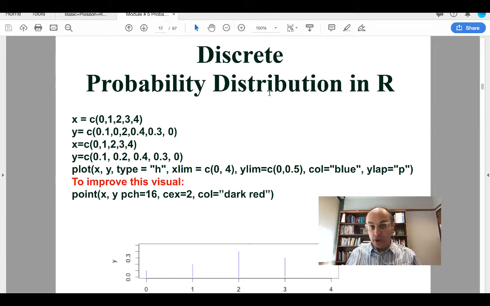probability or distribution. In R, with regard to discrete probability distribution, I have 2 sets. I have x and y, and if I plot it, I will be able to show what it looks like. So I have 2 lists. Basically, they are the same, but what I want to show you is that we can improve the visual by, for example, adding the plot of x and y with a pch of 16 and the color dark red in order for us to see it better.